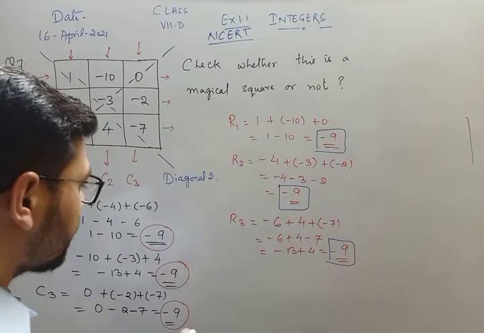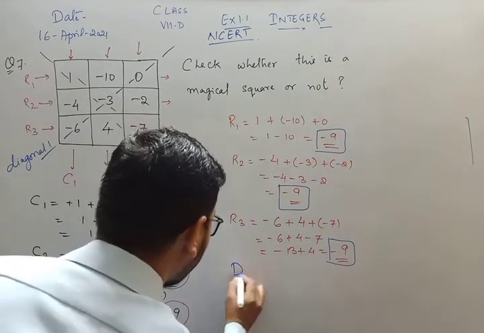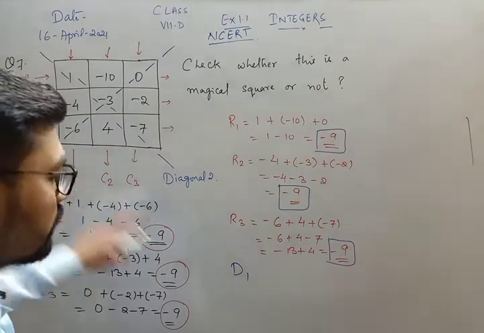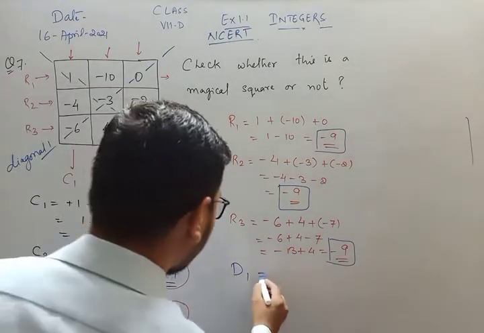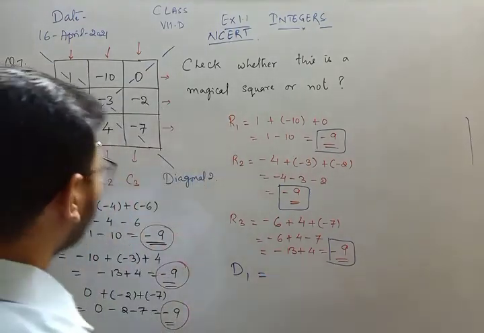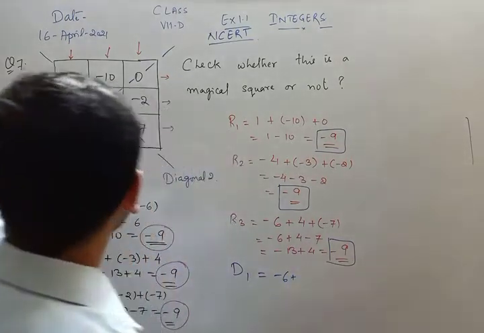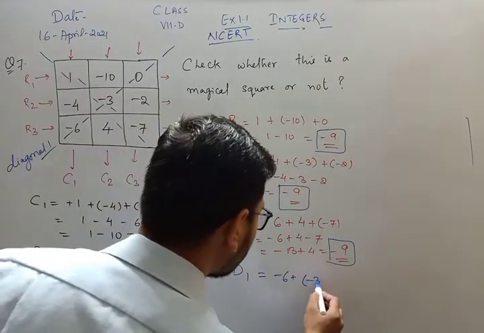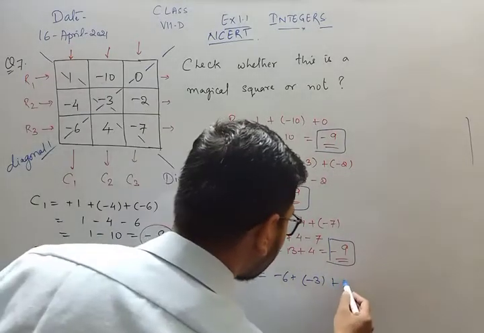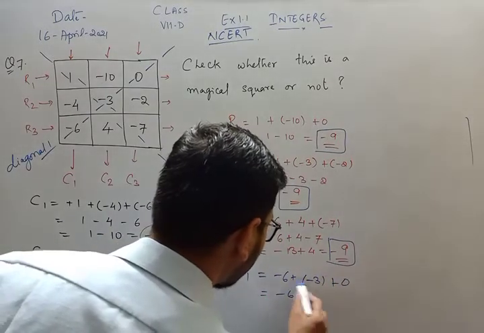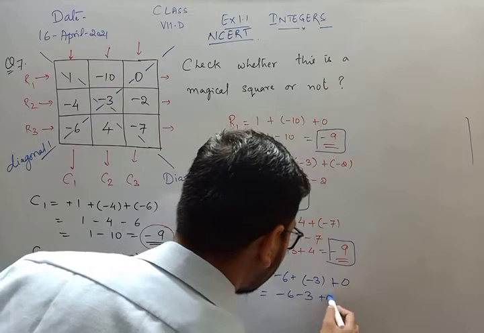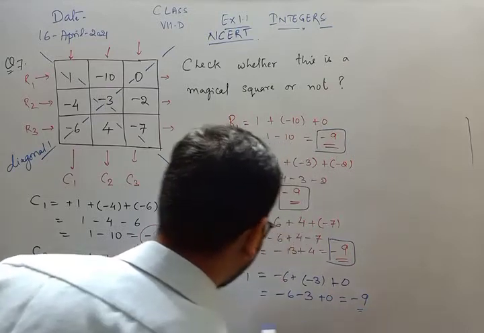So let's say diagonal 1, I'm just taking D1. The elements given are minus 6 plus minus 3 plus 0. So minus 6 plus minus 3 plus 0 is equal to minus 9.